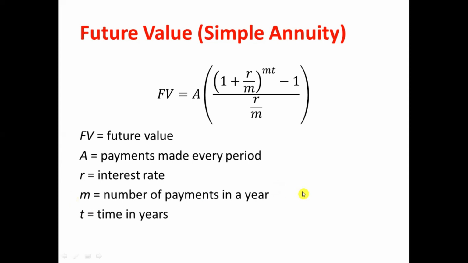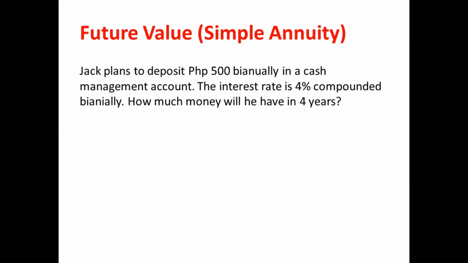Now we have an example word problem in the next slide. Let's read it. Jack plans to deposit 500 pesos biannually in a cash management account. The interest rate is 4% compounded biannually. Sorry, that's a typo. How much money will he have in 4 years? So notice, since this is simple annuity, na the same yung payment period of biannual or 2 times a year with the compounding period of biannual din, 2 times a year. So, just a thing to note, later sa general annuity, magkaiba na sila.